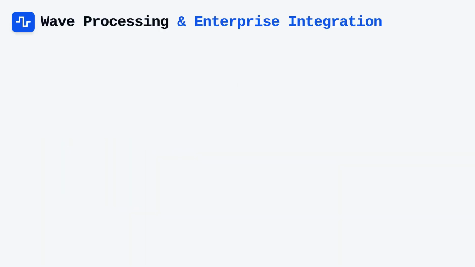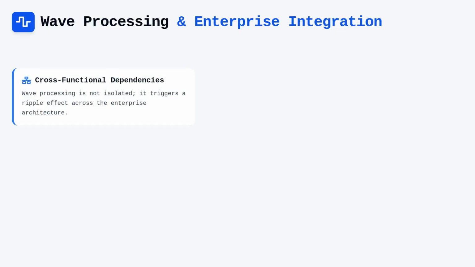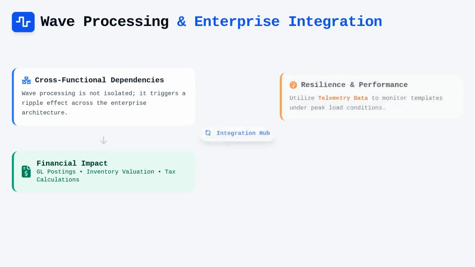Implementation of wave processing is rarely an isolated activity, as it creates strong, cross-functional dependencies across your enterprise. The acts of allocating inventory and processing waves inevitably touch upon general ledger postings, as the system must track inventory valuation shifts and potentially trigger tax calculations if your intercompany trade configurations are active. You should approach the design of these processes with a mindset toward resilience, utilizing telemetry data to monitor how your wave templates perform under peak load conditions.